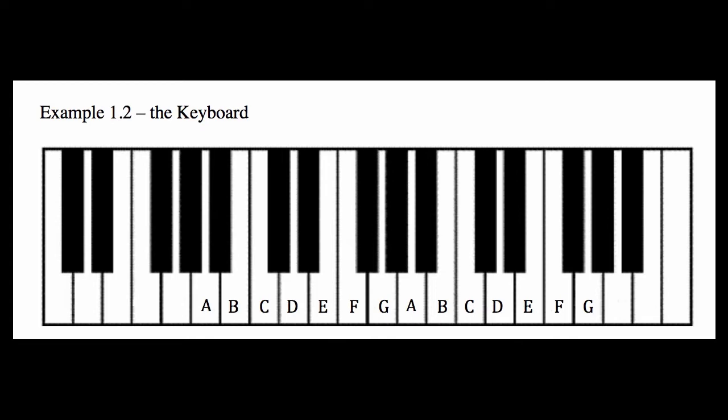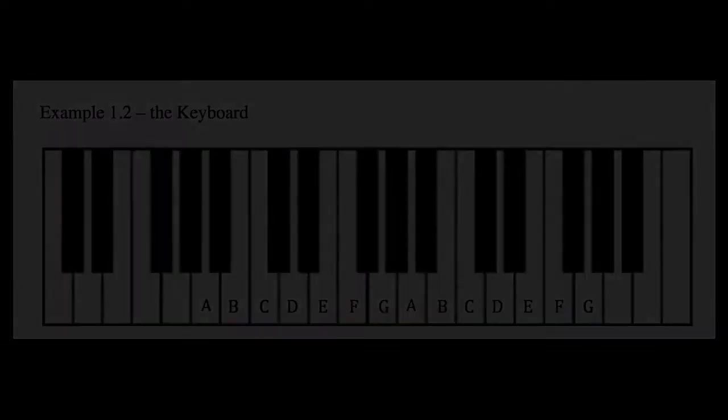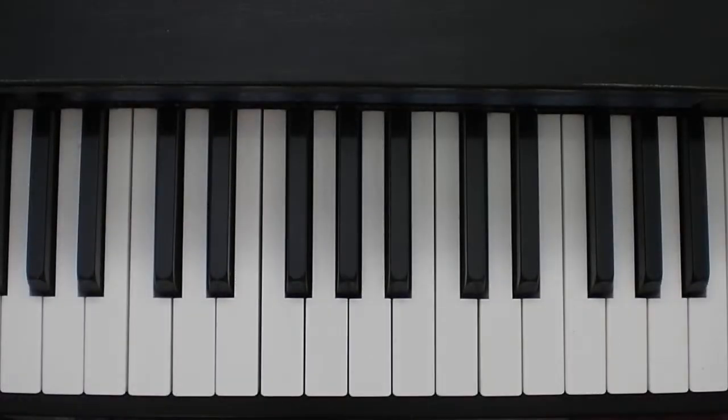The keyboard consists of a long row of white notes as well as 2 and 3 note groupings of black notes that are a bit raised and set back from the white notes. Note that the pattern of 2 black notes alternating with 3 black notes is repeated along the entire length of the keyboard.